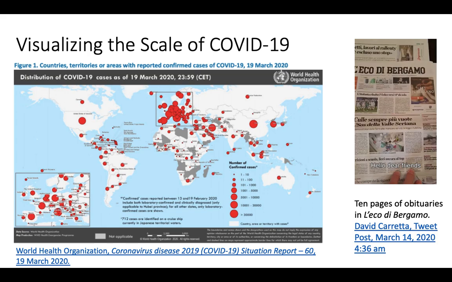Secondly, we have a post here by David Caretta in which he compared obituaries from two editions of the newspaper L'Eco Libero. In the first, only one page of the newspaper is dedicated to obituaries. In the second, dating from March 13, 2020, just a few days after the first edition that he shows us, 10 pages of the paper are dedicated to obituaries. The impact of COVID-19, therefore, on certain communities around the world are already at catastrophic levels.